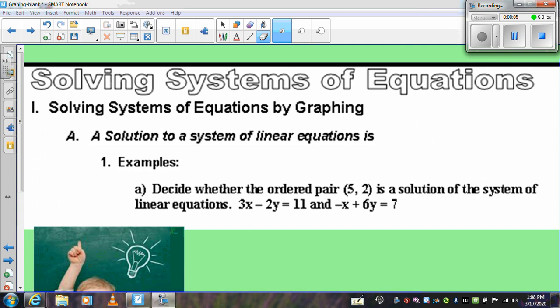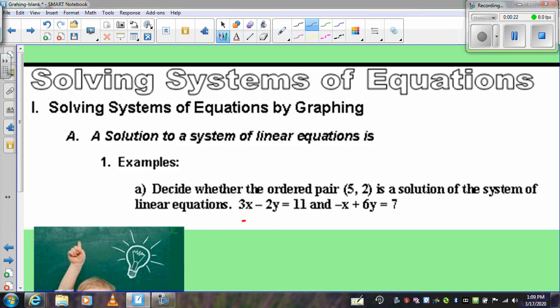Hello, let's talk about solving systems of equations. Solving a system of equations by graphing is one of the three ways that you're going to be learning how to solve a system. Now you're probably wondering what a system is. You may notice that we have a couple of equations here. A system of equations is when you have more than one equation using more than one variable.